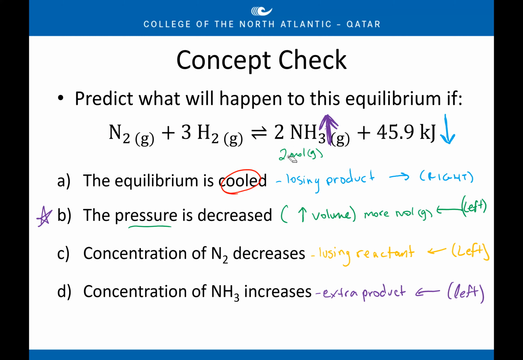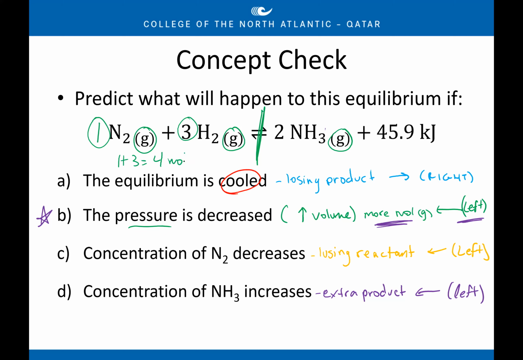Some of you might not know what I mean by more moles of gas. Why is it going left? Why does the left have the most moles of gas? Well, what you do is you count the moles of your gas chemicals. Don't worry about solids or liquids. So I have 1 and 3. So 1 plus 3 is 4 moles of gas. That's the reactant side. And then on the product side, I just have 2 moles of gas. I don't have to add anything to it.